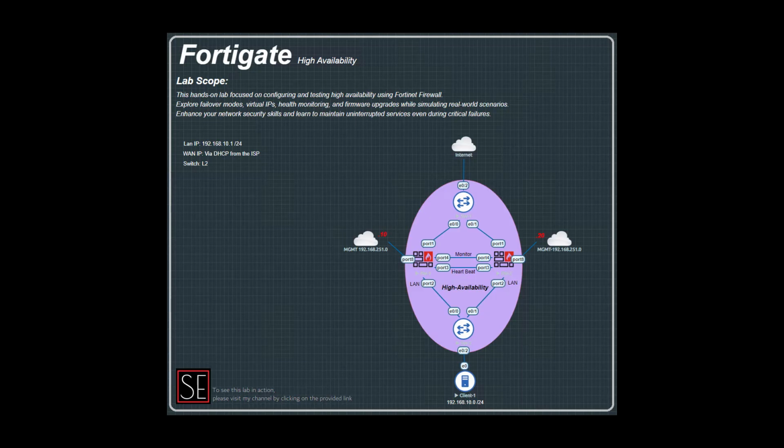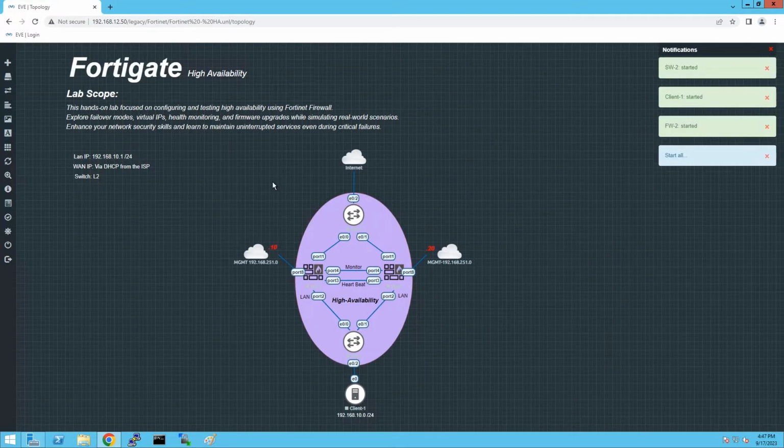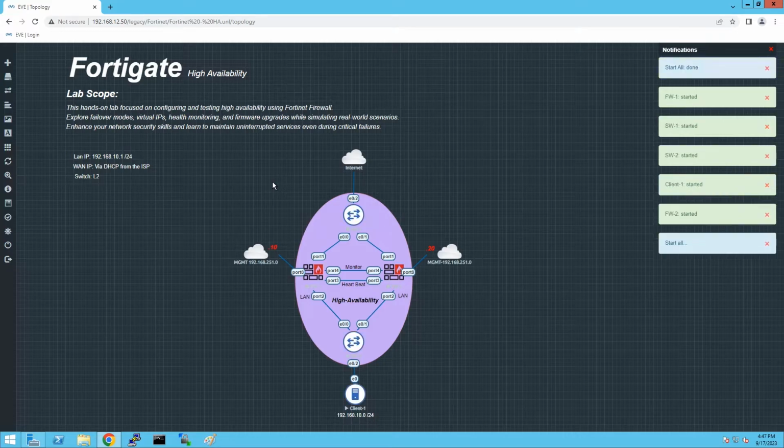Hello friends, today I am going to configure a simple HA configuration on Fortinet Firewall. So, let me start the devices on the topology. As you can see, it's a basic HA configuration for you to understand.